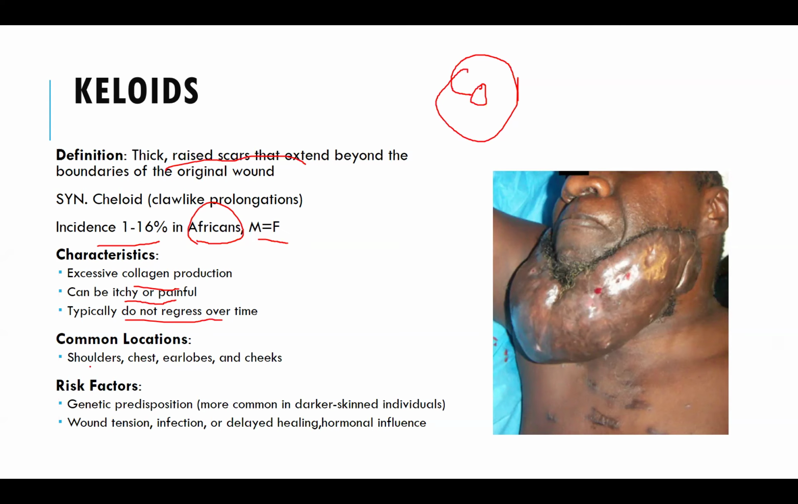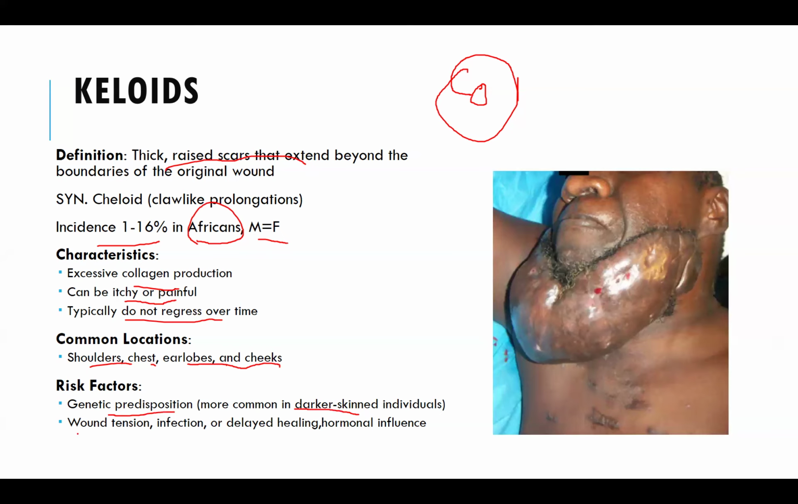They're usually located on the shoulders, on the chest, on the earlobes. I think you've seen people who pierce ears, they end up with these keloids, and it's a very big problem, or even the cheeks. But keloids can occur on any body part. And for risk factors, we have a genetic predisposition, usually in people of African descent. So before you pierce your ears, you have to know that there is a risk of getting keloids, especially if you have a family member or a first-degree relative with the same.